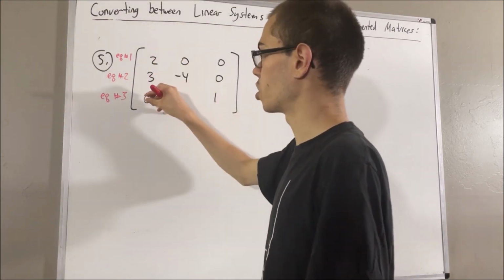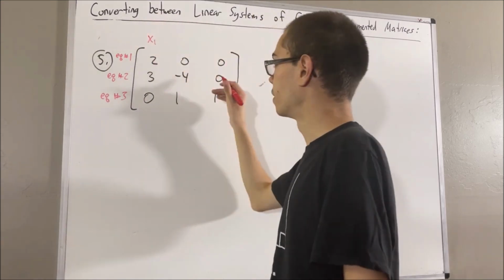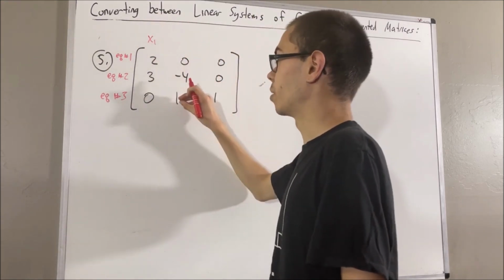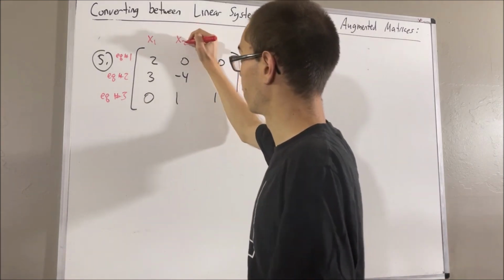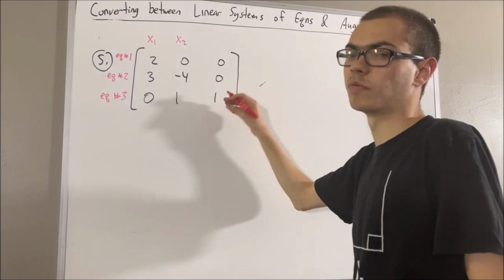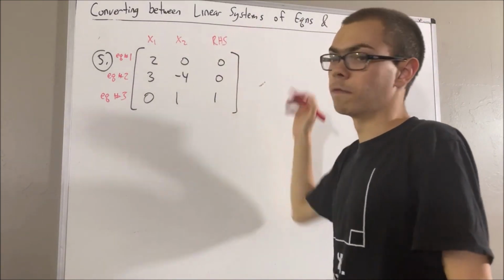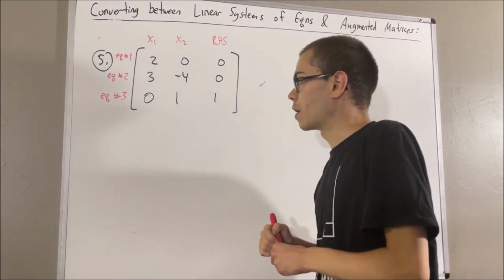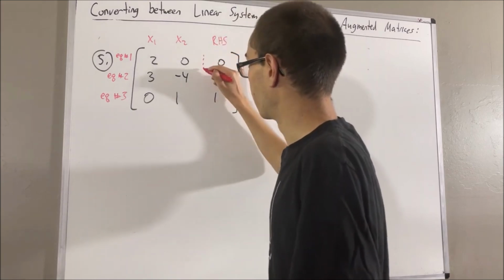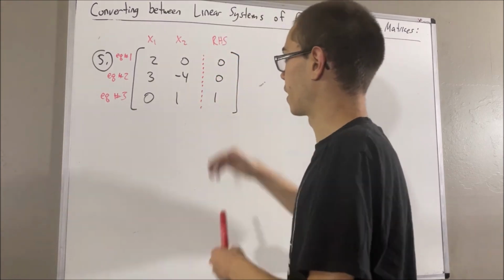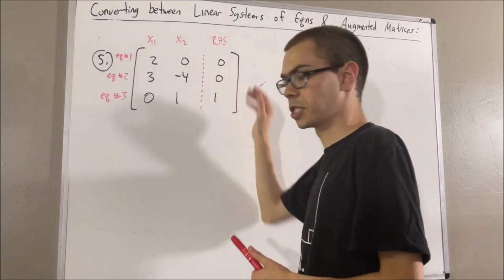The first column corresponds to the coefficients in front of a variable I'll call x1. The second column corresponds to the coefficients in front of another variable I'll call x2. But remember, the last column is reserved for the numbers on the right-hand side of each of our equations. Right? And what might be helpful here is to draw a little divider to indicate that we really have an equal sign here. Right? This is the right-hand side of each of those equations.